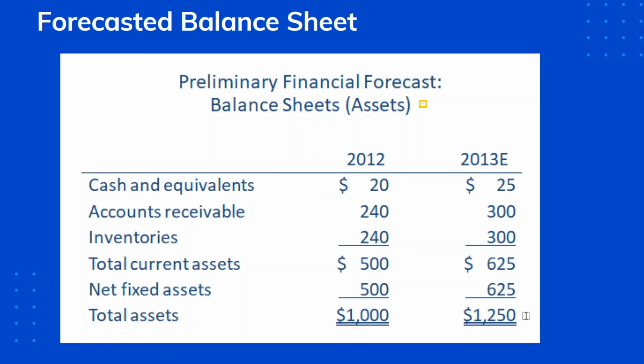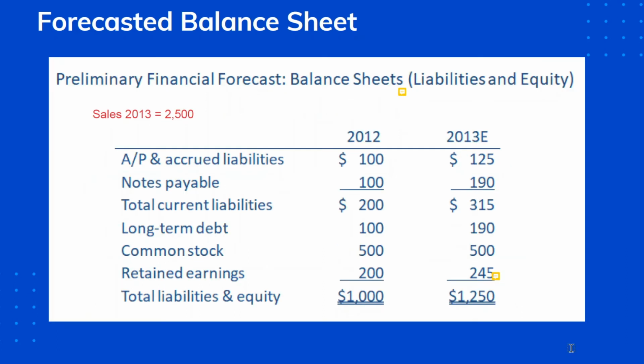Then we forecast the asset side of the balance sheet using percent of sales. We have expected sales in 2013 equal to $2,500. Then we calculate each asset as a percent of sales, using the percent of sales relationship in 2012 carried into 2013. Then we complete the whole asset side of the balance sheet. We move into the liabilities and equity.